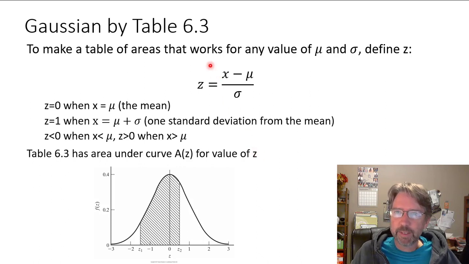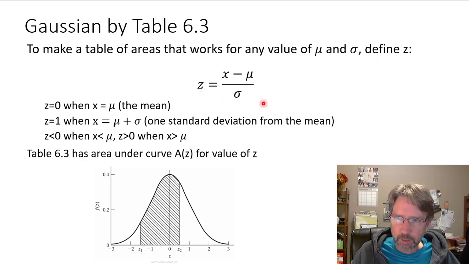Because of that, we have this table in the book. So we're going to start into a lot of tables in this class. Table 6.3 is a table of the areas under the Gaussian distribution. And to make the table work for any value of the mean and the standard deviation, we make this non-dimensional parameter z that's defined as x minus the mean divided by the standard deviation. So you take x and you can find z, and then you can find the area that goes along with that x from the table.